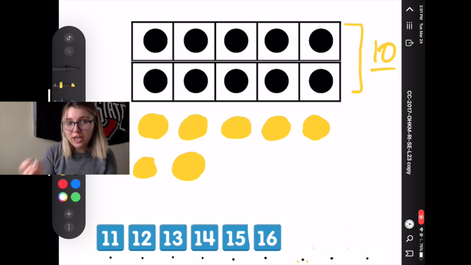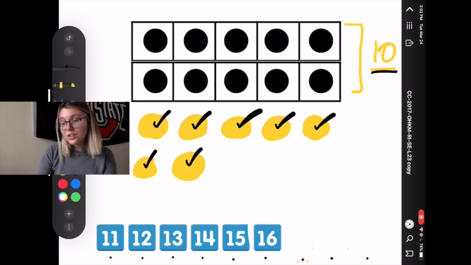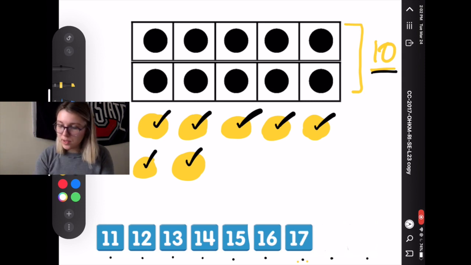Let's count and double check, and I'm going to use my marker to show that I already counted these, so let's watch. Ready? So we have 10 is right here, and then we have 11, 12, 13, 14, 15, 16, 17. So 10 and 7 more gives us 17. And we can show that with that number. All right, let's keep going.